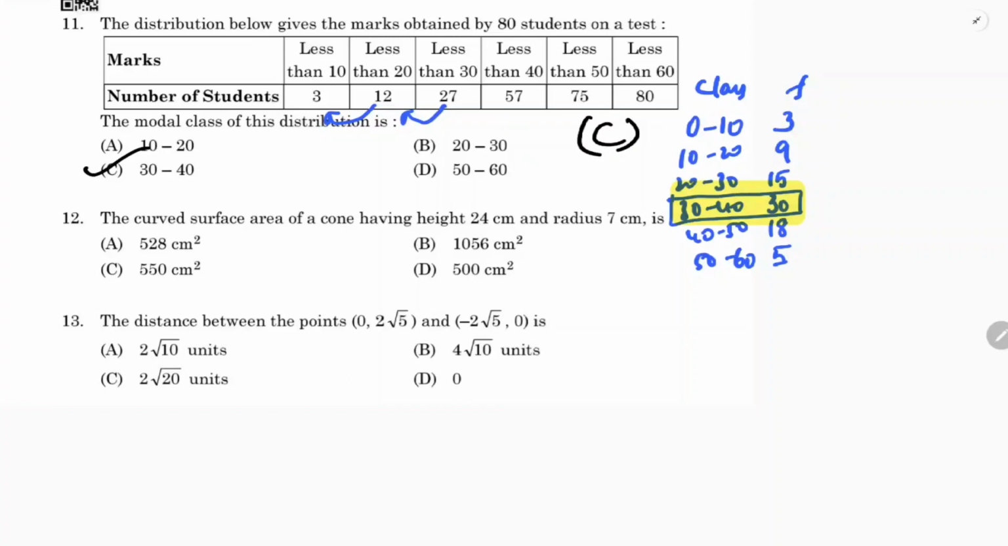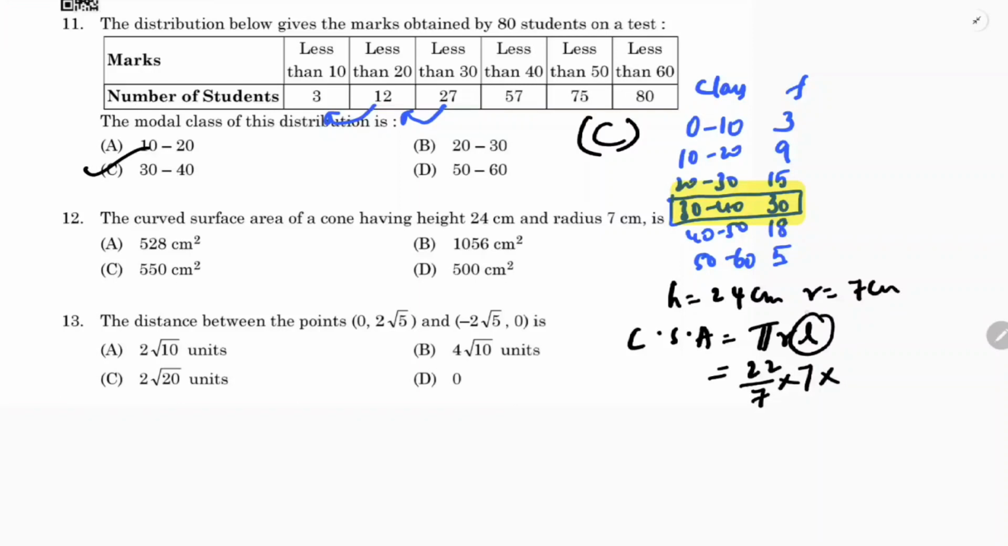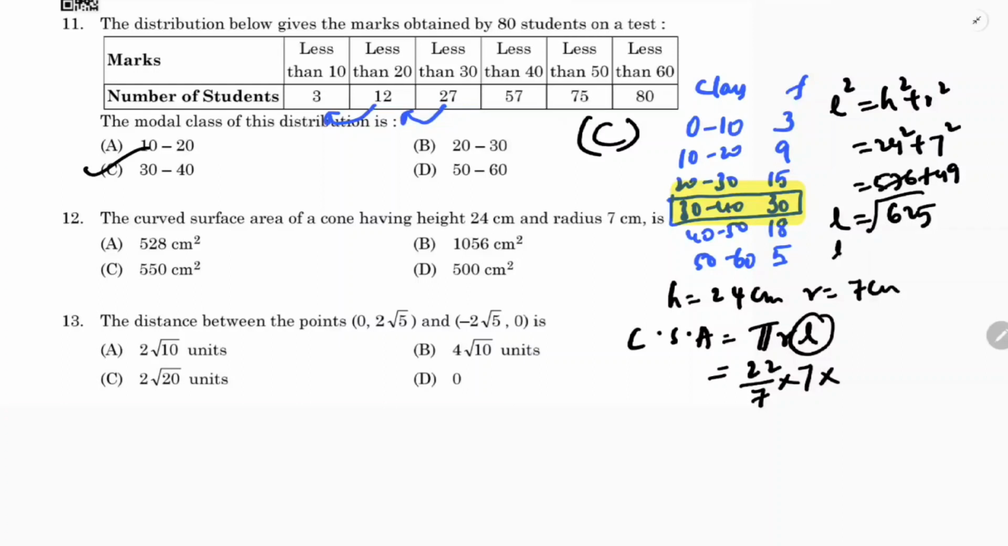Next one, the curved surface area of a cone having height and radius. Height is given as 24 centimeters and radius is 7 centimeters. The formula for curved surface area is pi r L. So pi is 22 by 7 into radius 7. L we don't have, so we need to find L using the relation L square equals h square plus r square, 24 square plus 7 square, 576 plus 49, which is 625. So under root 625 is 25. So the value of L is 25.